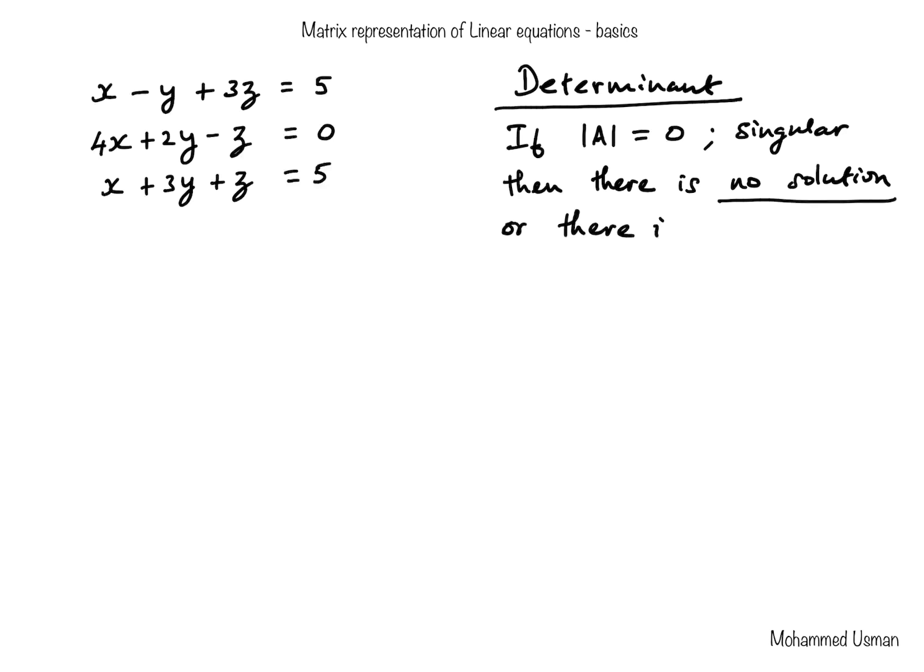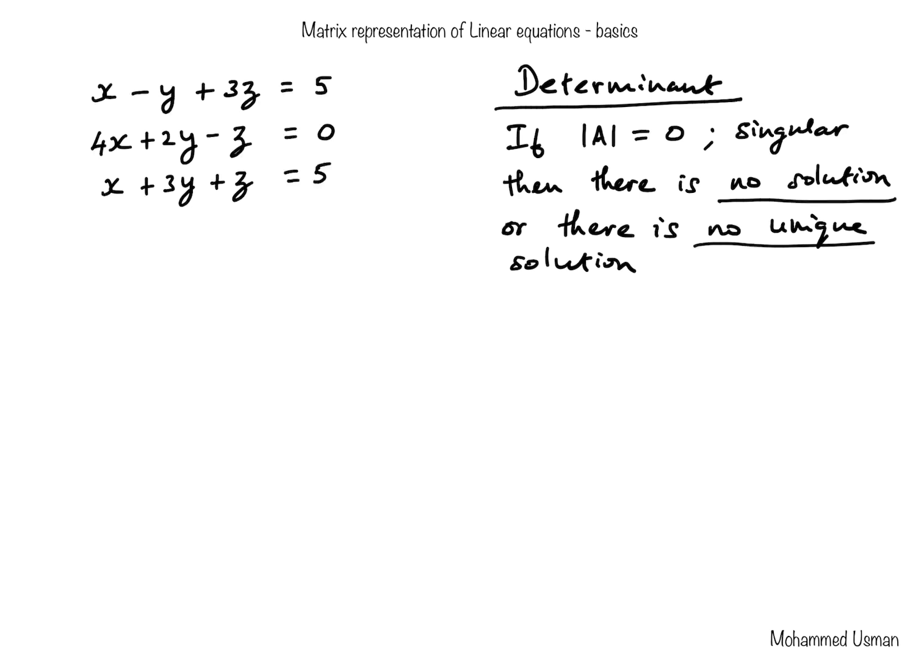There is no unique solution. That means it is possible that they intersect at multiple points. That happens when the lines or planes are coinciding with each other. So we talked about both these cases in the previous video.